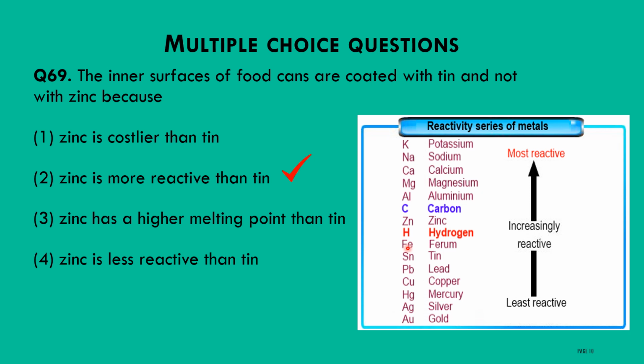Therefore, to pack food, normally we will use tin. The material made up of tin we use instead of zinc. If we use zinc, the zinc may react with the food, and then it will get contaminated. If we eat that food, it may cause some harmful effect to human beings. To avoid that, normally the inner surface of food cans are coated with tin, not with zinc.